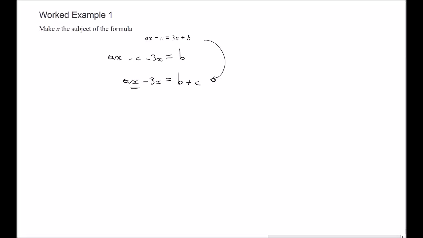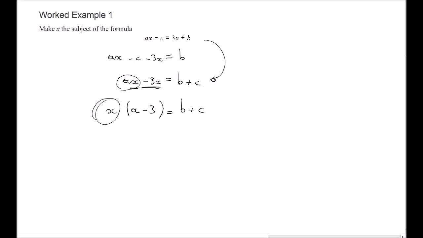Now the key is to get this x out of the two terms. And how do you do that? Well, I'm going to factorize x, so I'm going to put in brackets. If I put x in front of the bracket, what's left here? Well, x times a. What is left here, if I put x outside the bracket, is minus 3. So I have x times (a minus 3) is equal to b plus c.